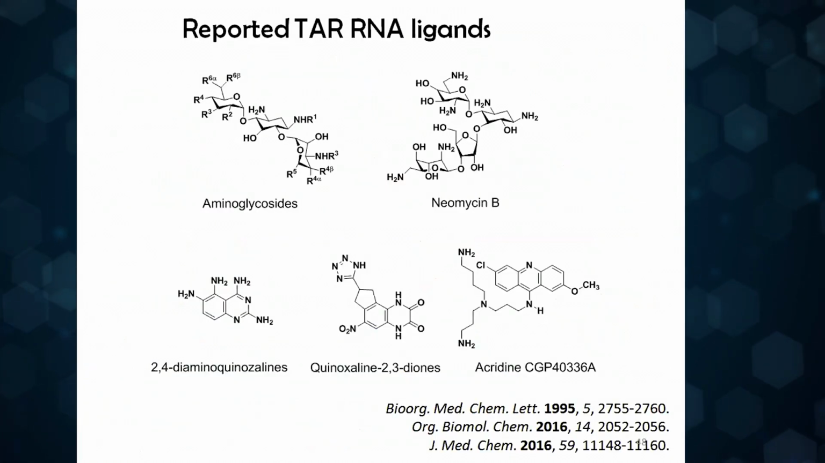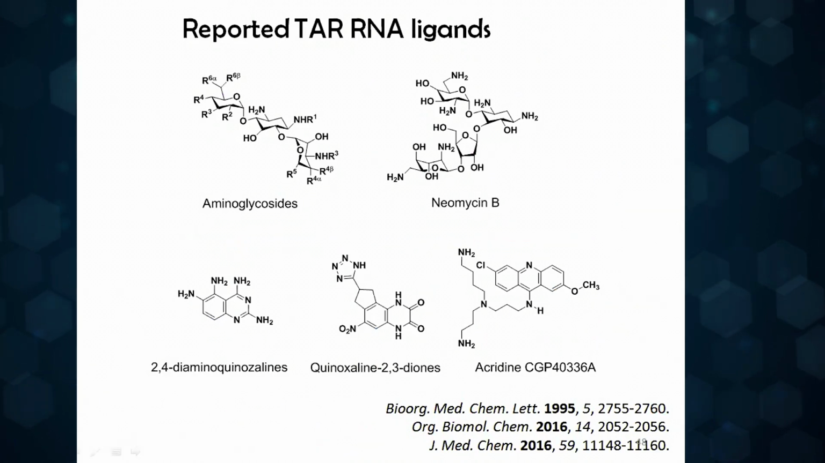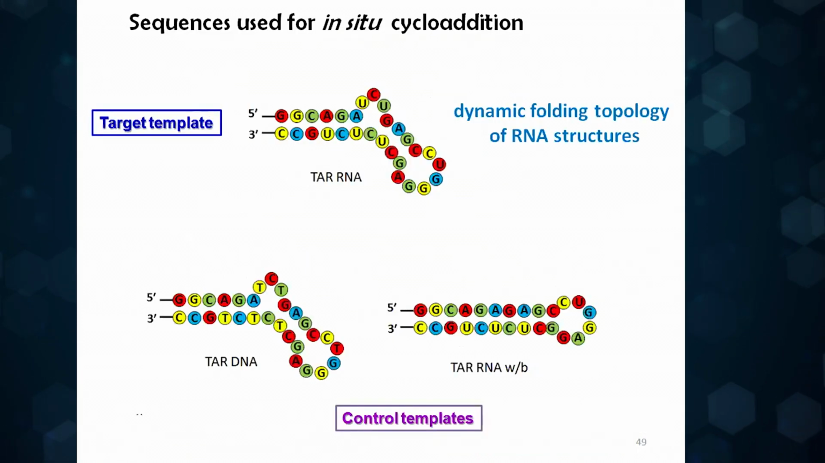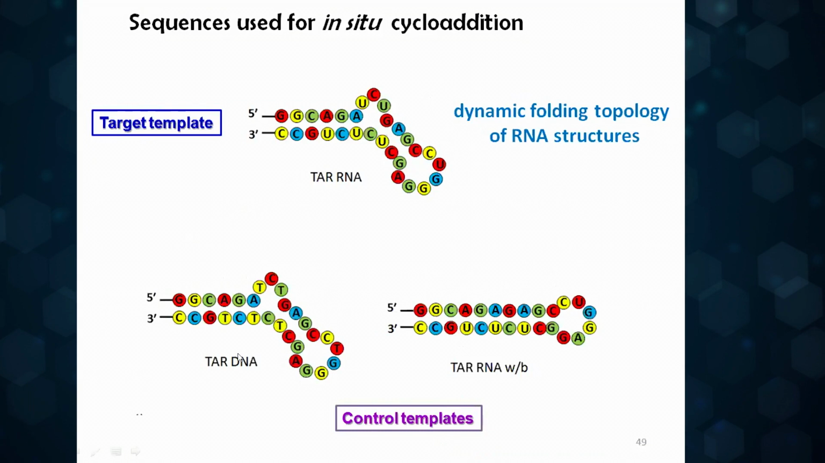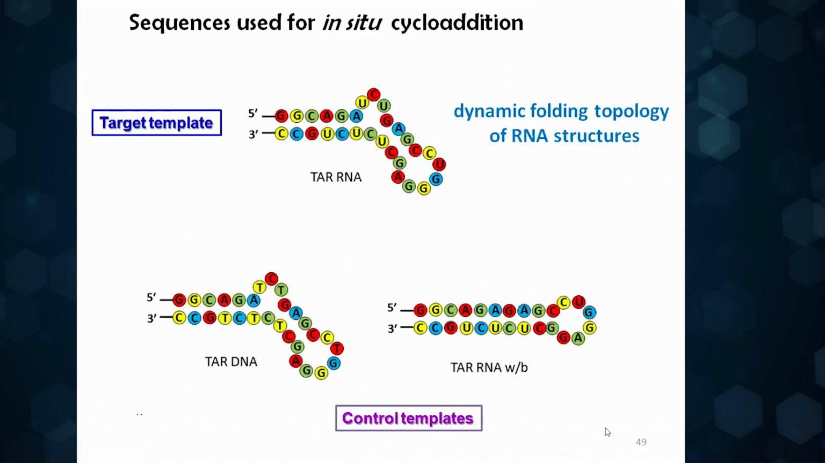So these are some of the reported ligands, like antibiotics, aminoglycosides like neomycin B, and different heteroaromatic ring systems, previously reported as TAR RNA binding ligands, and they are also potent antiviral agents. Given the dynamic folding topology of RNA structures, in situ cycloaddition could be a potential strategy to develop RNA selective ligands. Therefore, we use TAR RNA as the target template, and we use TAR DNA and TAR RNA without this UCU bulge region as the control template.